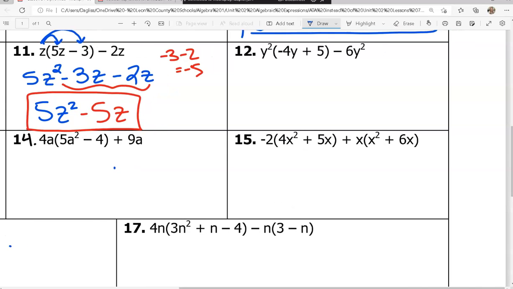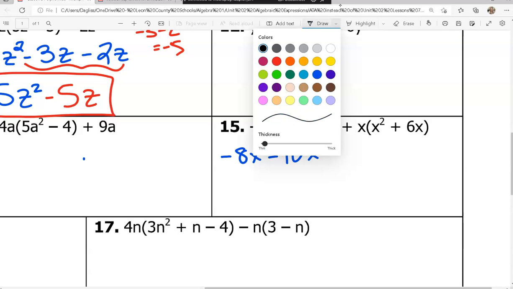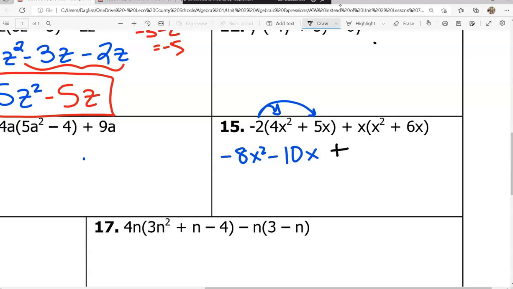Let's do 15. So in 15, we're distributing 2 separate pieces, and then with that plus in the middle, we're going to do what we did yesterday and combine any like terms that we might see there. So according to order of operations, we should do all the multiplying first. So let's distribute -2 to 4x squared. What does that give me? -8x squared. Good. And then -2 times 5x. -10x, there we go.